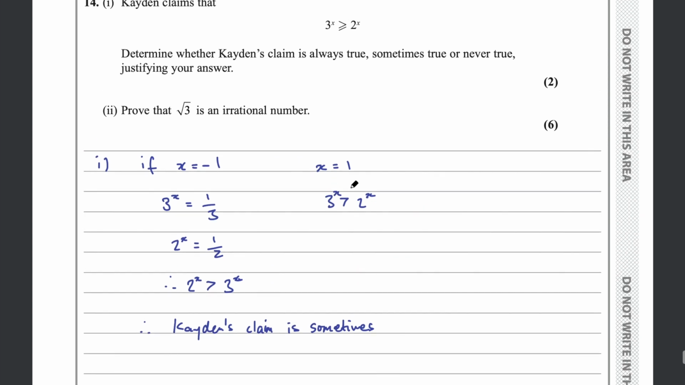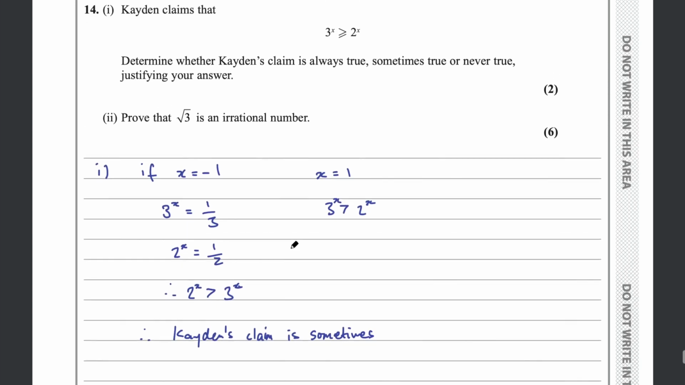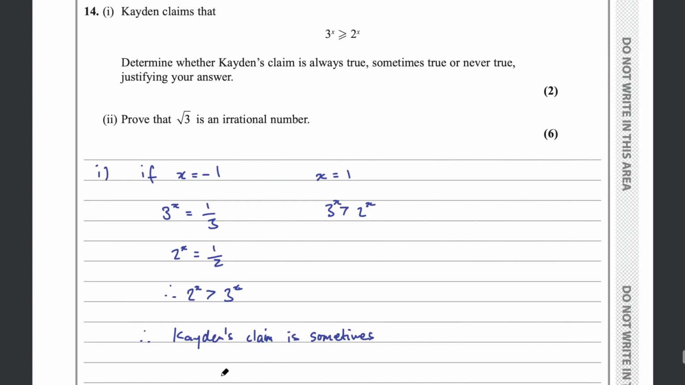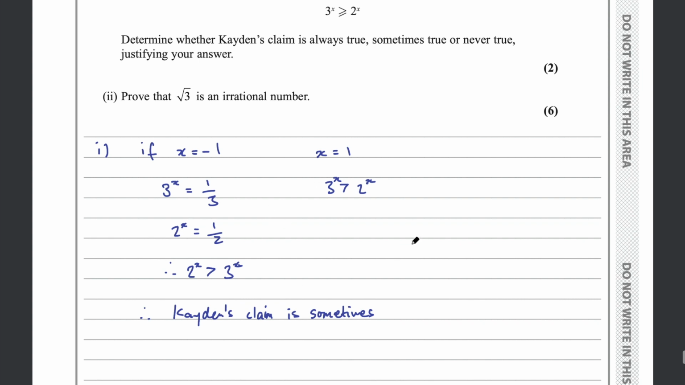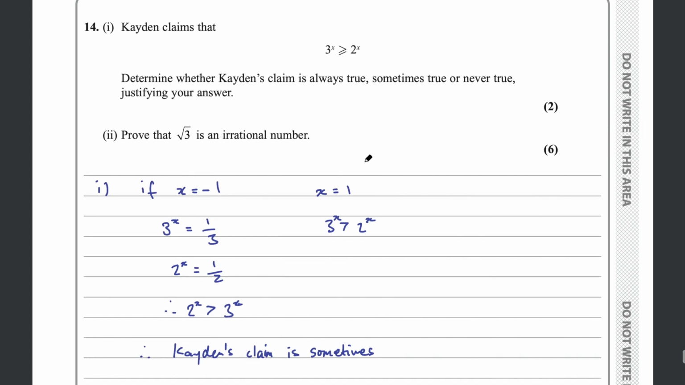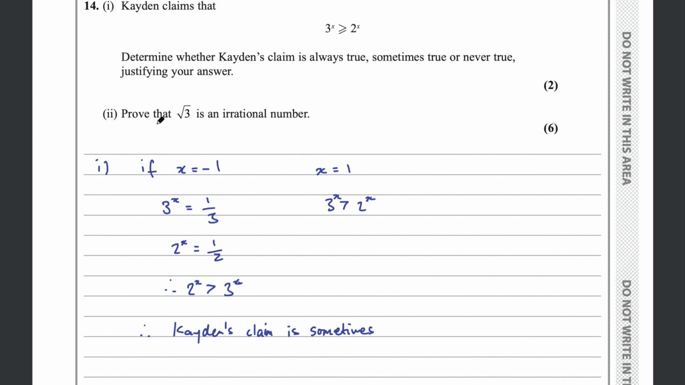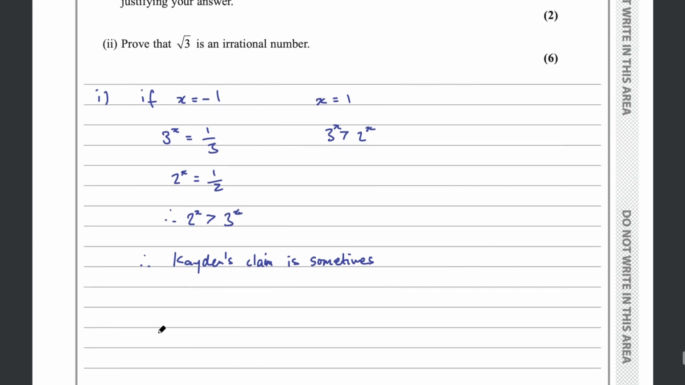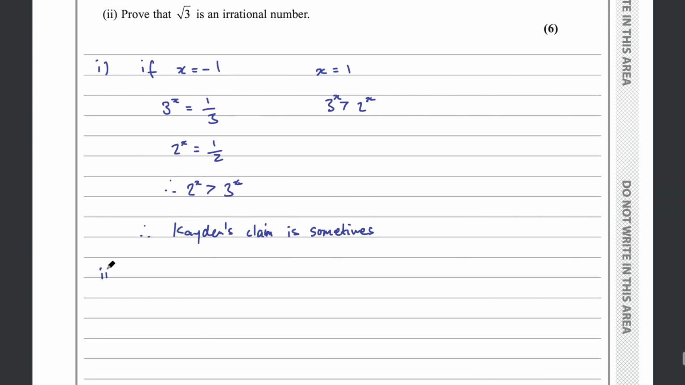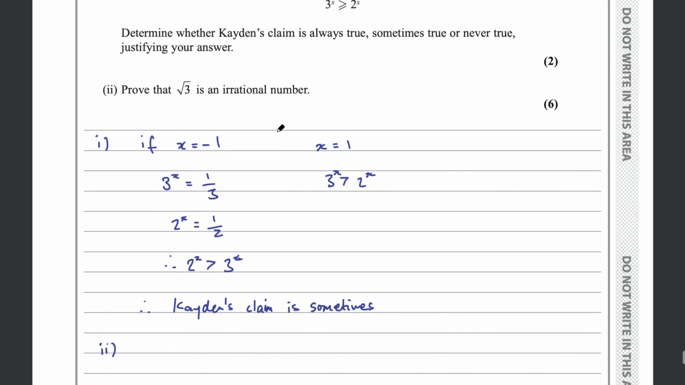And it might be worth checking the mark scheme there to see if that's enough for 2 marks. You might need an extra example or more information, but I think that should be enough. Part 2 says prove that root 3 is an irrational number. Okay, this is going to be tough if you've never seen a proof of an irrational number before.